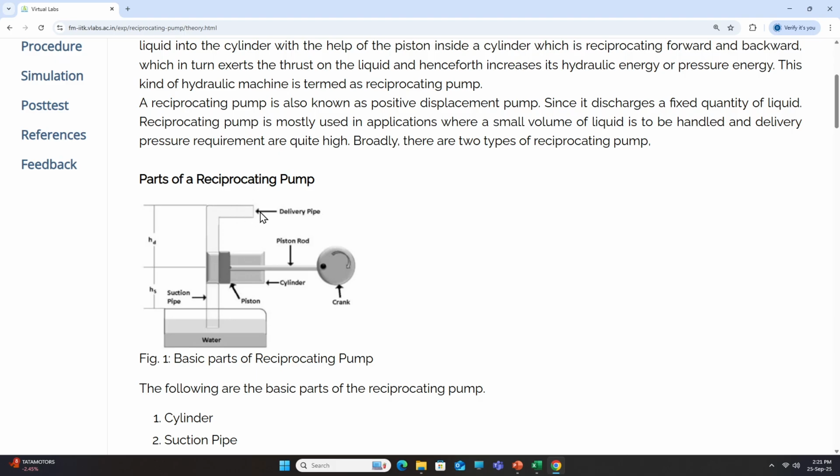This is the valve that opens as well here. So, here is the head difference HS and HD. HS is for suction, HD is for discharge. We have delivery pipe, we call it discharge or delivery.